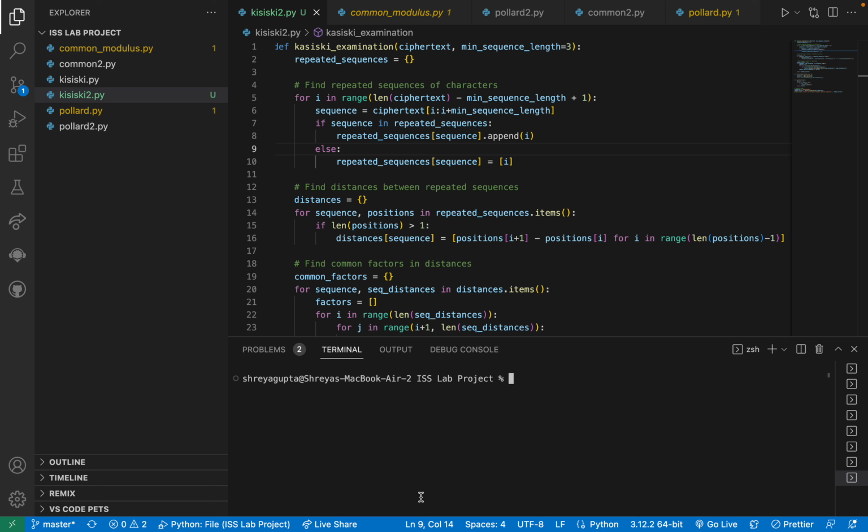This is the Kasiski examination. It is a method used to break classical ciphers, particularly the Vigenere cipher. It works by identifying the repeated sequences of characters in the ciphertext, then calculating the distance between these repetitions and finding the common factors among these distances.